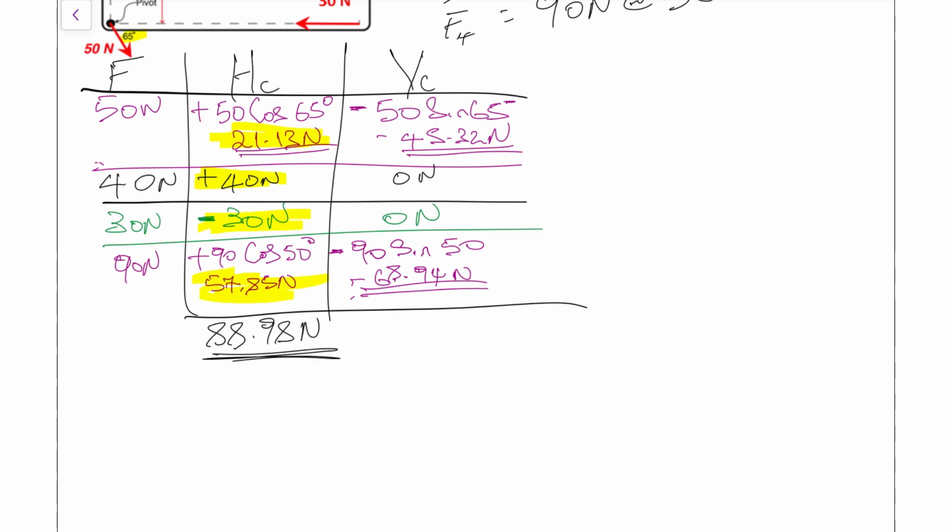That one's done. We go across now to the vertical components, and all we're adding is this negative 45.32. We have 0 there, 0 there, and we're adding this final value, negative 68.94. And the total for that is negative 114.26 newtons. So that one's all done. So now that we have our totals, what do we do with this information? Well, this is what we need to use now to calculate the magnitude and the direction of the resultant force.